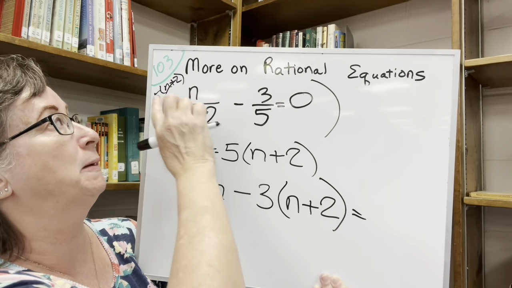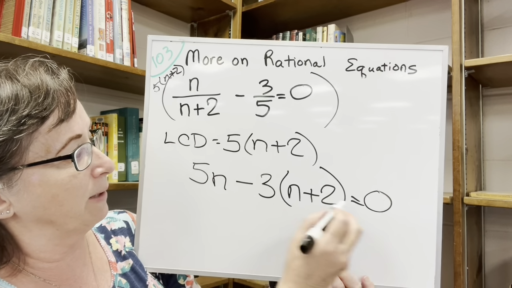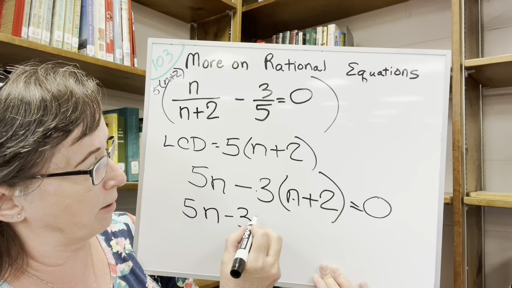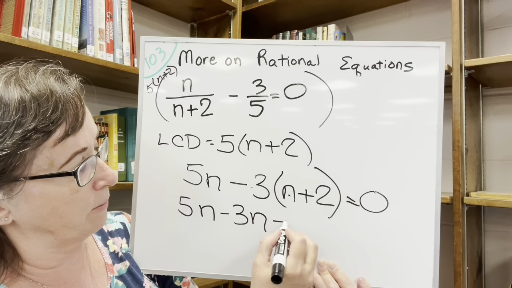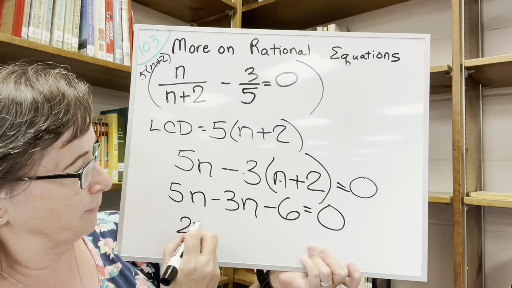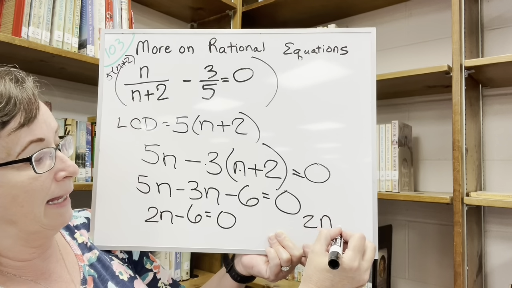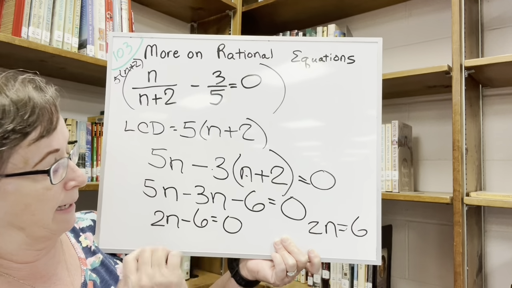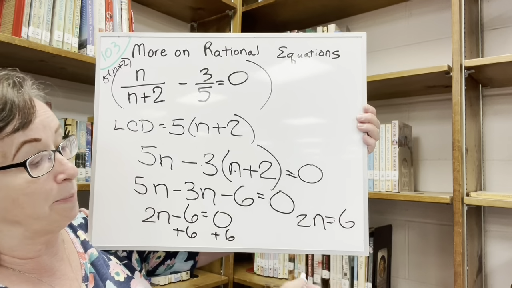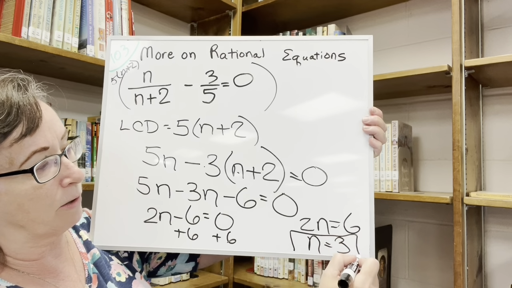Now, when I multiply that by 0, I still have 0. So now I'm going to simplify this. 5n minus 3 times n, I'm distributing, minus 3 times 2 equals 0. So I get 2n minus 6 equals 0, or 2n equals 6 when I add the 6 to both sides. And if I divide both the left and the right by 2, I get n equals 3. And that is the correct answer.